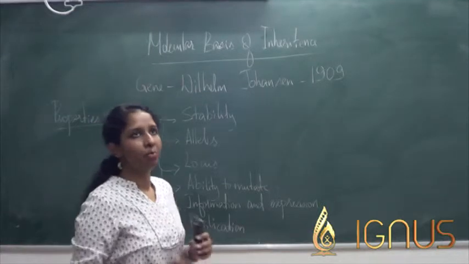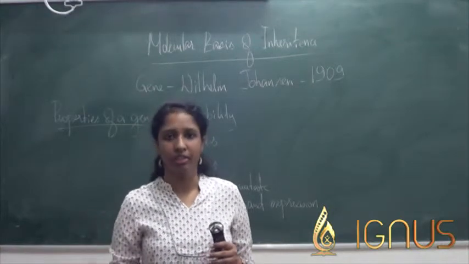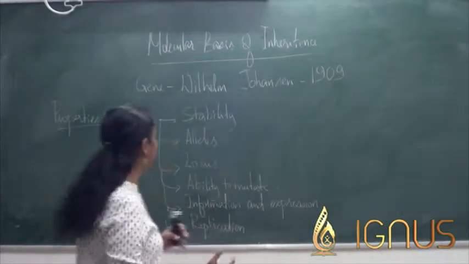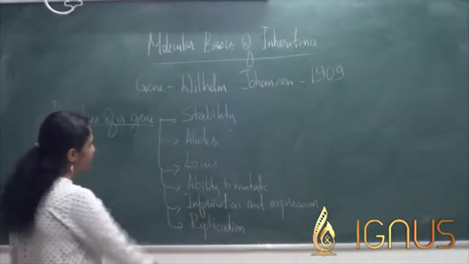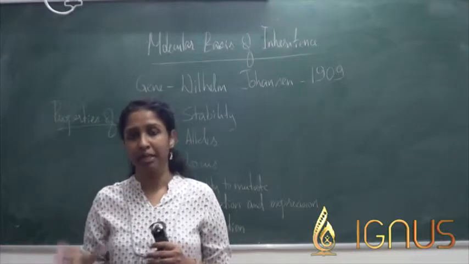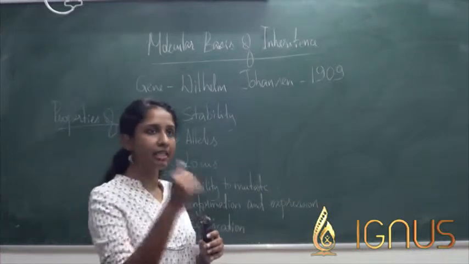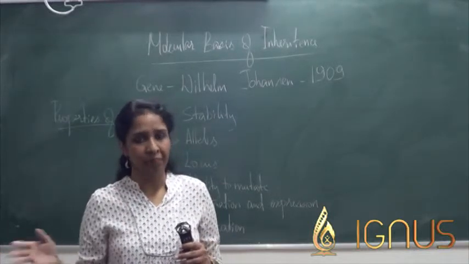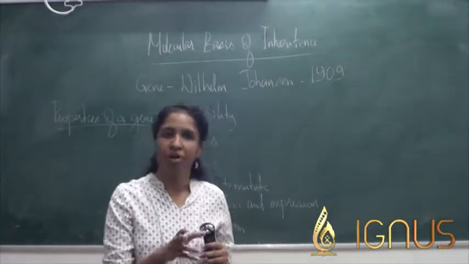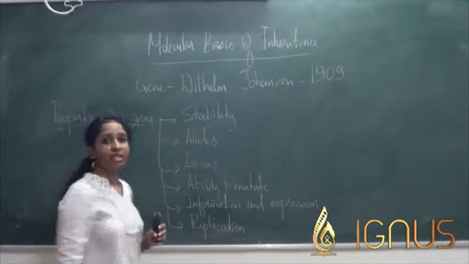Now there are certain properties that a fragment of DNA needs to have for it to be called a gene, and the properties are here. The first one is stability. Stability means that the gene needs to be stable, as in it needs to be passed on from one generation to another generation in the same form, or mostly in the same form. It can undergo some changes, but majorly it needs to have the same form and needs to be passed on from one generation to another, and that's why it's stability.